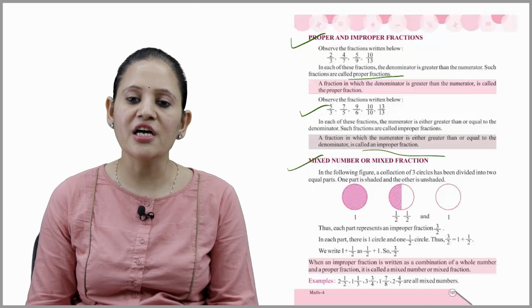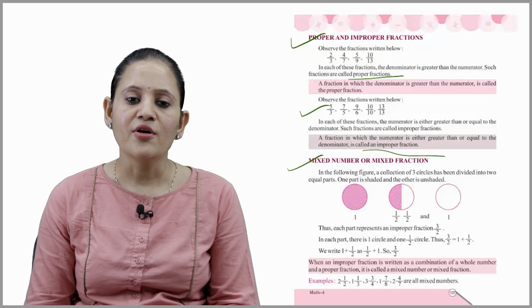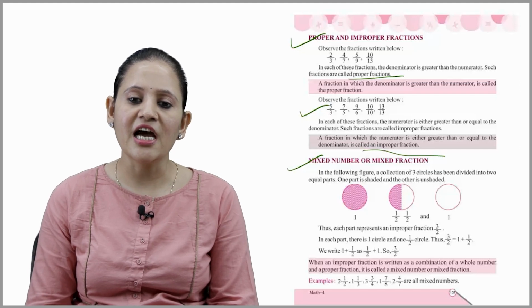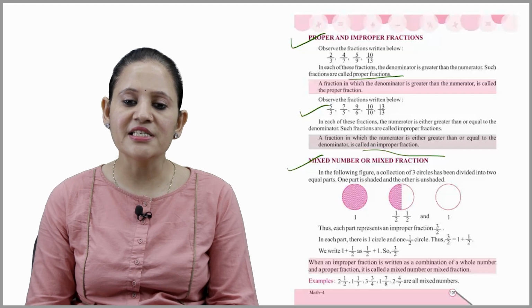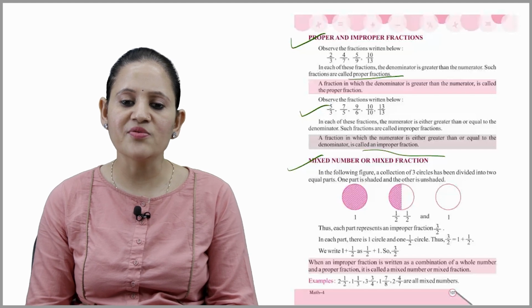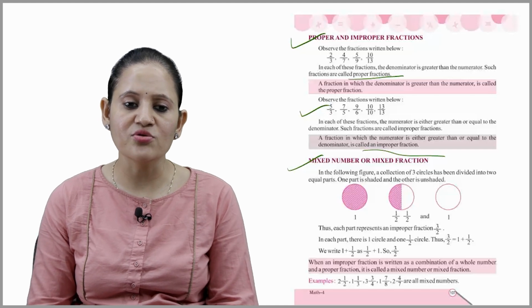In the following figure, a collection of 3 circles has been divided into 2 equal parts. One part is shaded and the other is unshaded. Thus, each part represents an important fraction, 3 by 2. In each part, there is one circle and 1 by 2 circle. Thus 3 by 2 is 1 plus 1 by 2.